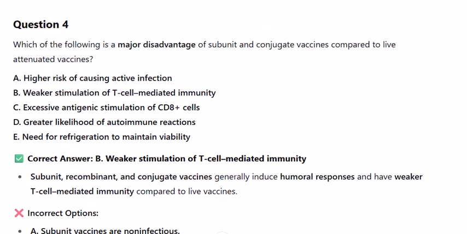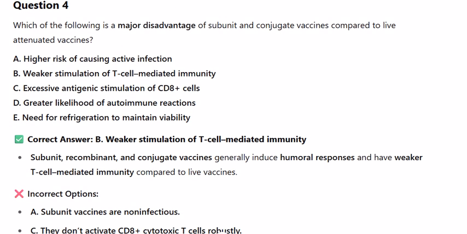Question 4. Which of the following is a major disadvantage of subunit and conjugate vaccines compared to live attenuated vaccines? A. Higher risk of causing active infection. B. Weaker stimulation of T-cell mediated immunity. C. Excessive antigenic stimulation of CD8+ cells. D. Greater likelihood of autoimmune reactions. E. Need for refrigeration to maintain viability.